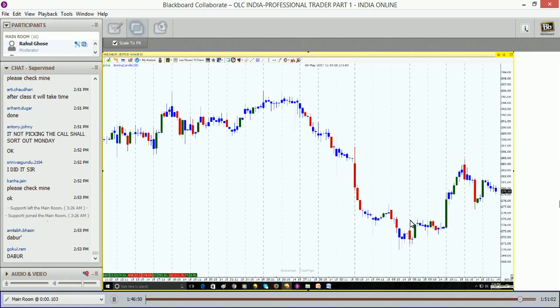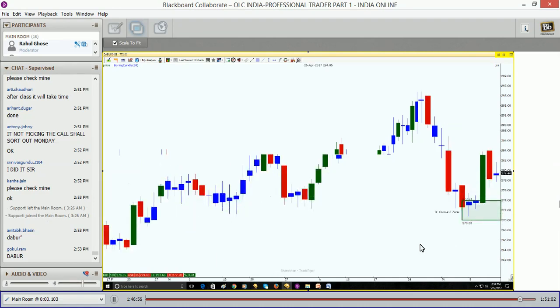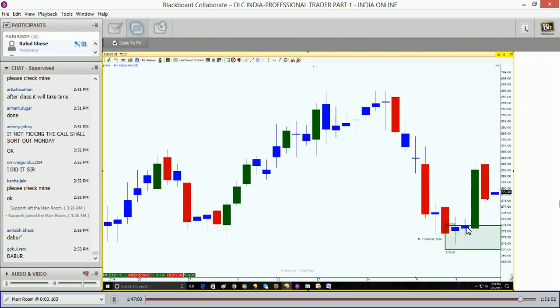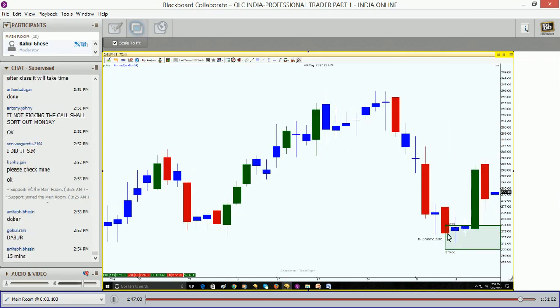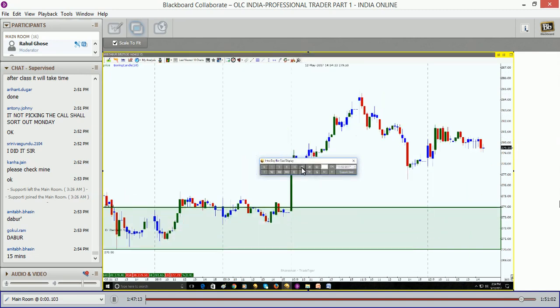Dabur, this was the level. This was the level in Dabur, friends. Yeah, leg out, base, base, leg in. From the highest body of the highest base to the lowest wick of the lowest base. 15 minutes in Dabur, is it? Let's look at 15 minutes.